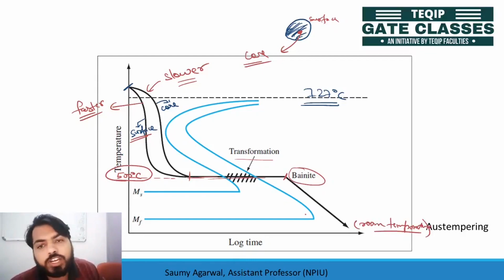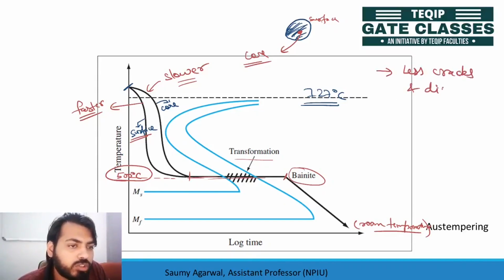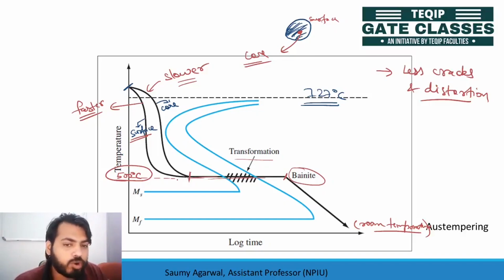So what is the advantage of this austempering? You will get fewer cracks than you get from quenching. So less crack and distortion. Why less distortion and less crack? Because at this point the core and the surface temperatures are equal. You gave the proper time to transform from austenite to bainite. So the temperature of core and surface is equal, so there is no thermal distortion, so cracks will be less.